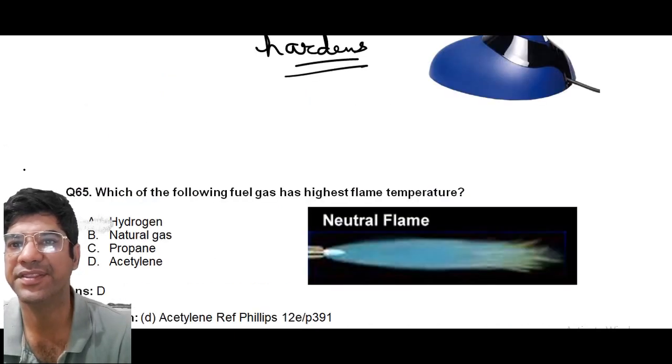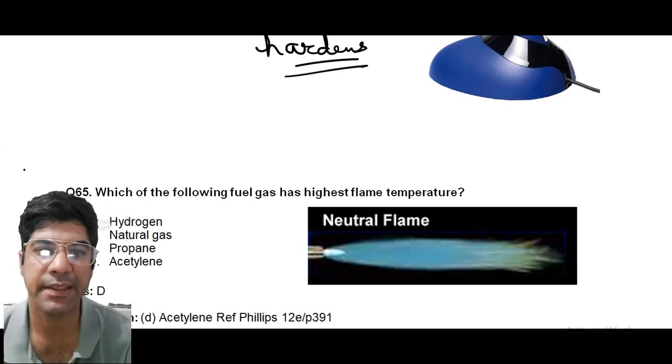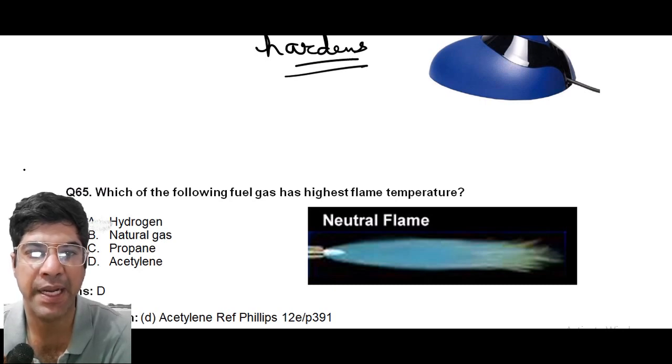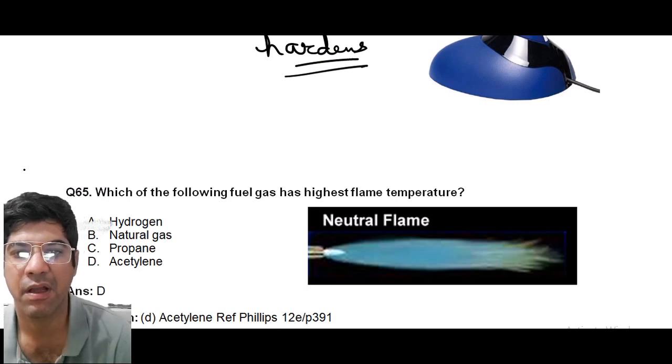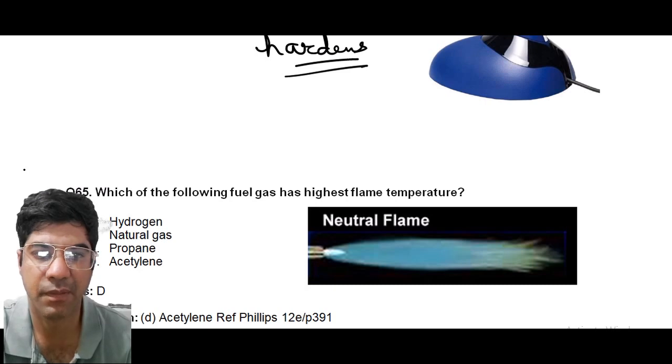Which of the following gases has the highest flame temperature? It's acetylene. Acetylene has the highest flame temperature. It burns at an extremely high temperature when combined with oxygen, making it suitable for various welding, cutting, and metalwork applications.